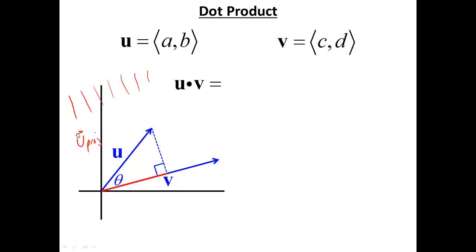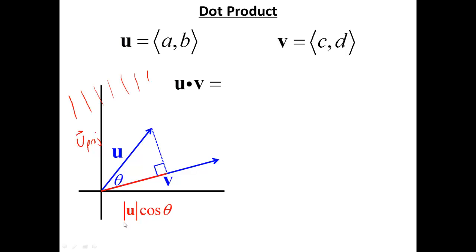And the length of that projection of u onto v is simply found using right triangle trigonometry. Here's my angle. The projection is the adjacent side. The magnitude of u would be the hypotenuse. So just like we do with component form, I can just take the magnitude times the cosine of the angle, and that would represent the length of that projection.